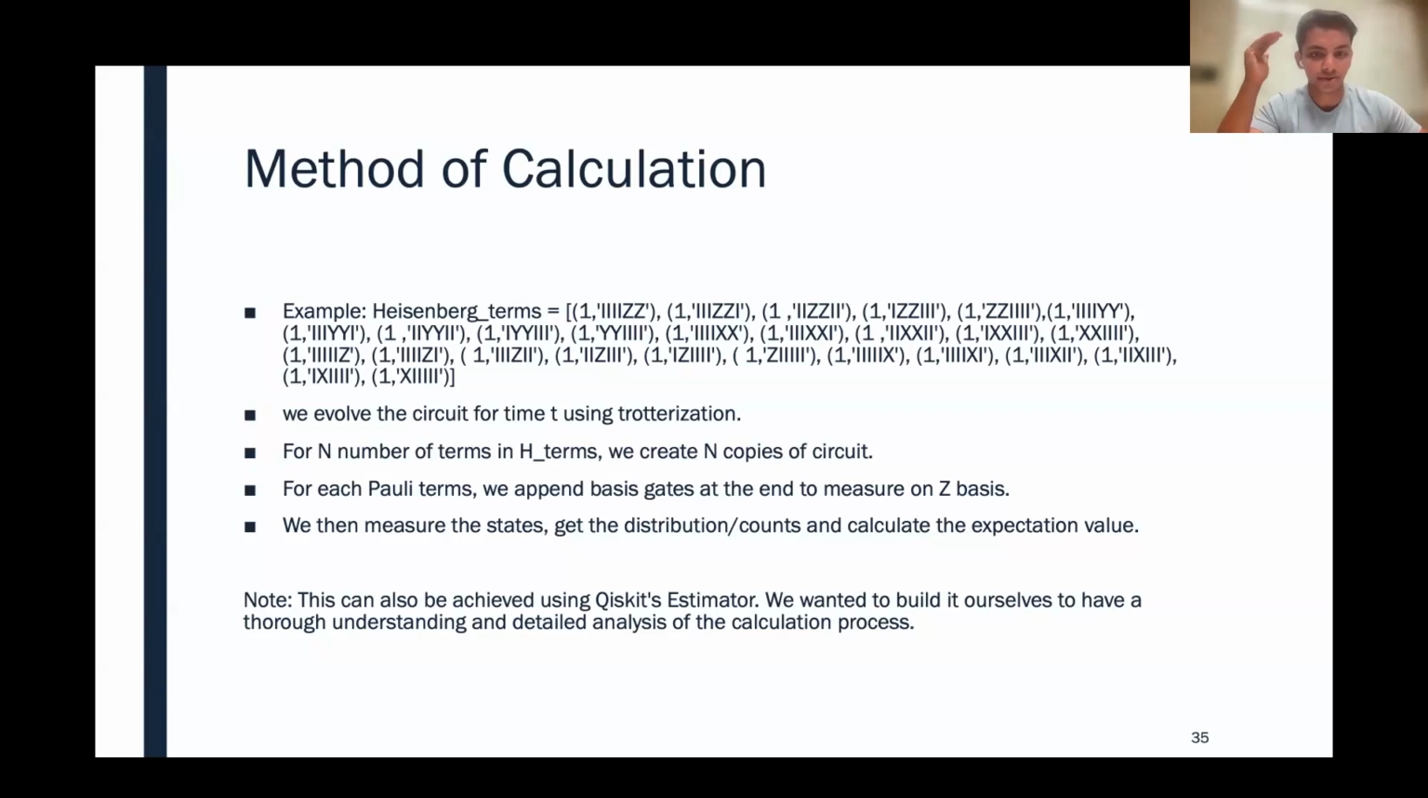It's like 20, 25, something like that terms. And what you want to do is create n copies of these circuits. And for each Pauli term, we append basis gates at the end to measure everything in the Z basis. If there is something like X in the term, then we want to append the Hadamard gate at the end to make everything measured in the Z basis. And we get all the distributions, and there's some way to calculate the expectation values by calculating the parities.